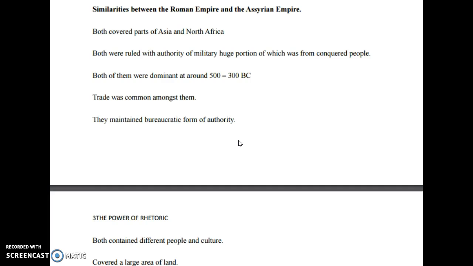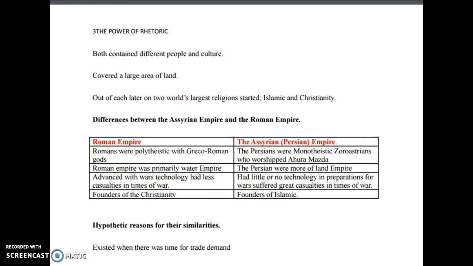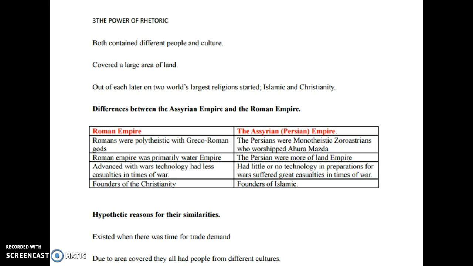They also maintained a bureaucratic form of leadership or authority. Leadership authority was vested at the headquarters, and very little was delegated to the other regions. Like with the Roman Empire, the leadership was vested at Rome. With the Persian Empire, the leadership authority and the decision making was vested at Babylon, which is where today we have Iran.